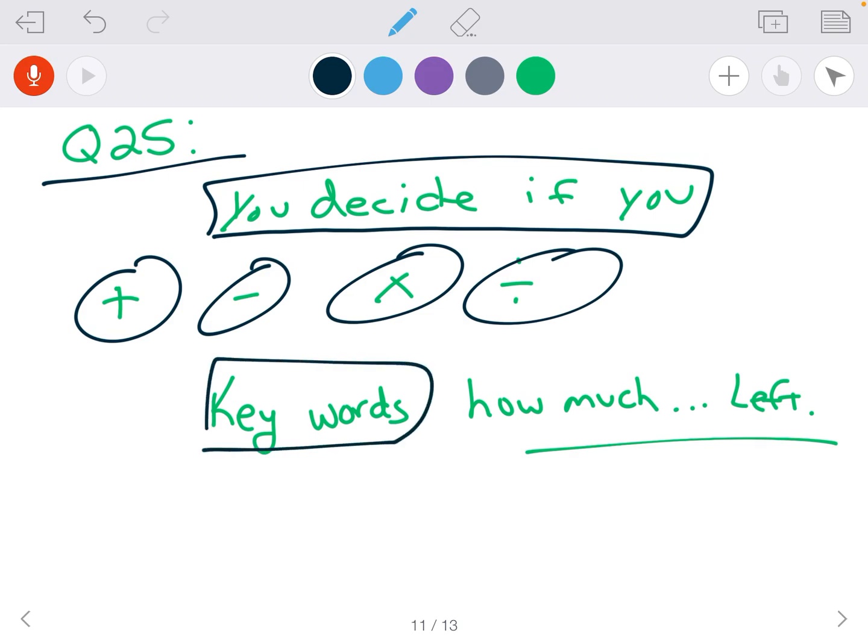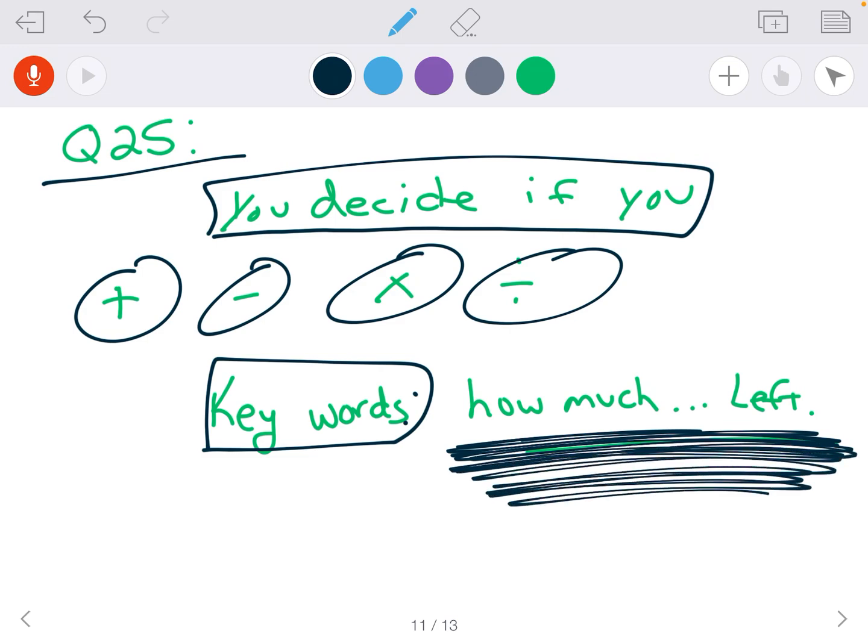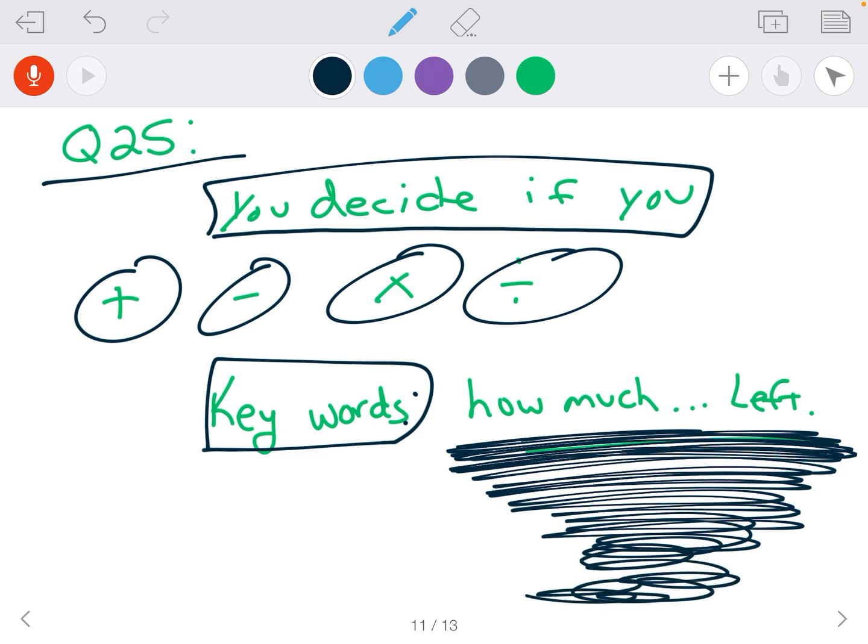But the keywords in this one, if you remember keywords at all, how much left? So if you start with an amount, oh, I like how that looks on there. I'm going to make a tornado. So how much left means, just think about that. I've got $5 and I give you $2. How much is left? What would you use? Add, subtract, multiply, or divide.